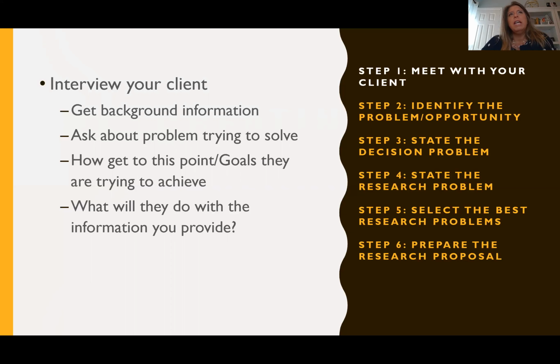And now one of the issues that managers and business owners and people who are working for nonprofits have is that they actually have a multitude of problems, and they try to throw everything at you at once. So they want you to be able to create a research study that can solve all their problems. And that's not how it works.